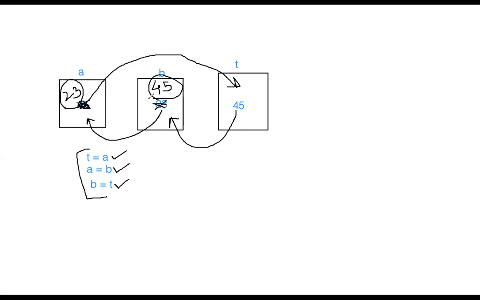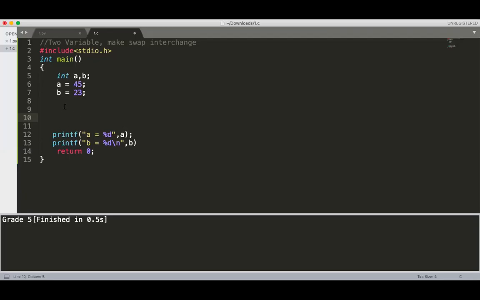So in other words, we can say that the two variables get swapped here. We don't have to deal with this T variable. It is a temporary variable that we have created. Got it? Yes, sir. Okay. So if I want to modify this program, then I need a third variable, the T variable.